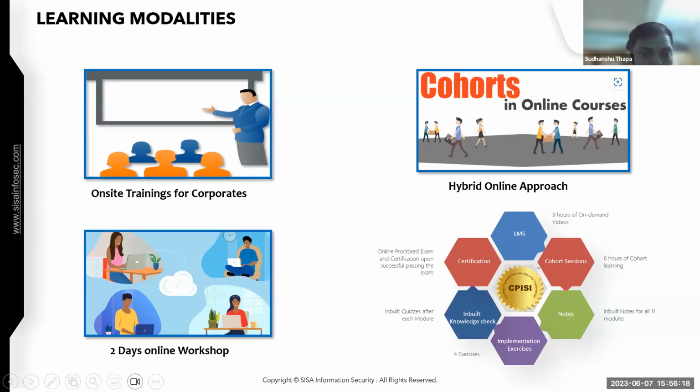So, talking about the modalities, in which modes we have these trainings available. You might be having this question, how do we enroll into one of these programs right now? Let me tell you that we have on-site training, which is majorly for corporates, not available for individual people, but when we have a specific minimum number of participants from a company, we can do an enterprise session or on-site training for them as well. Another one is a 2 days online workshop, which is spread across 8 hours a day, followed by the certification.